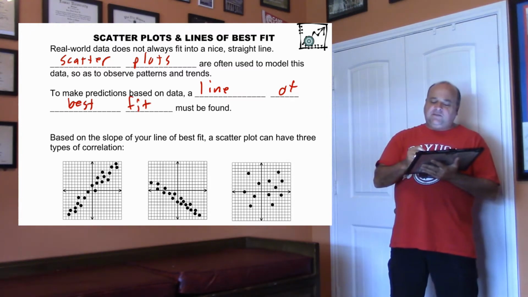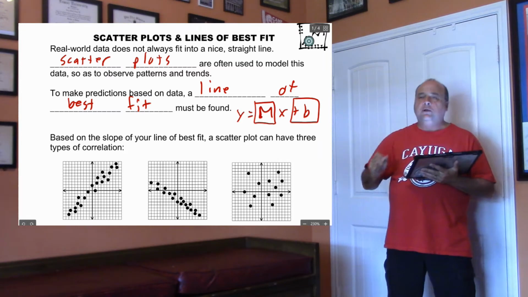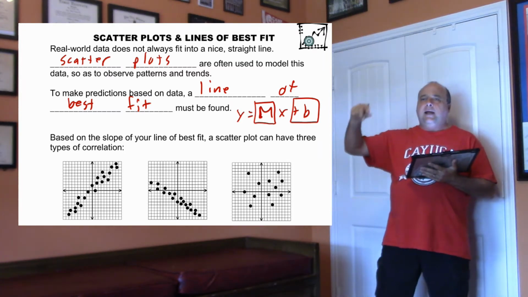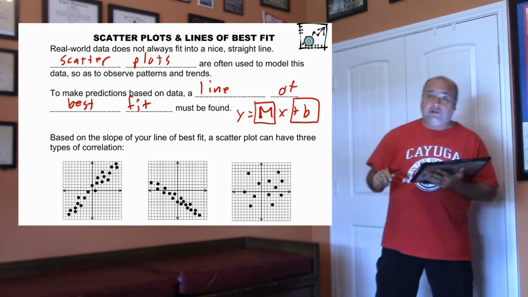And your line of best fit is going to have mx plus what? You need to get these two numbers. So from your line of best fit, you need to calculate that slope and you need to get the y-intercept. The calculator will do this for us today.